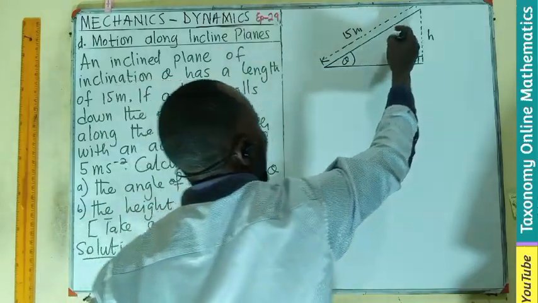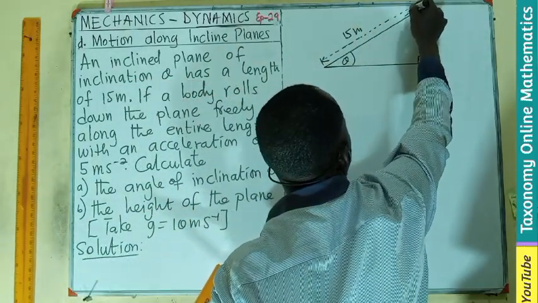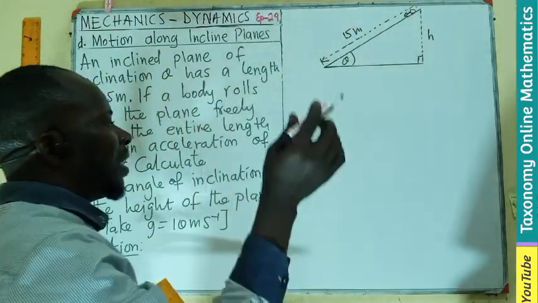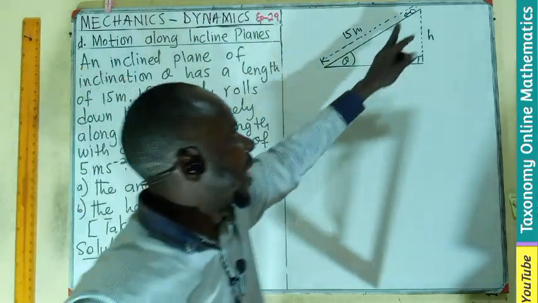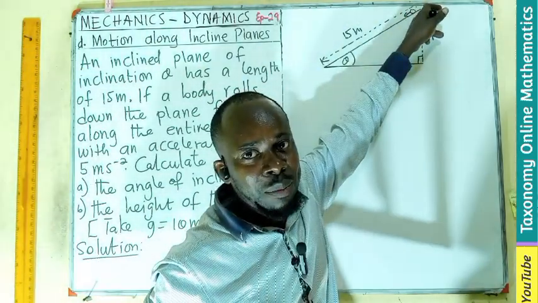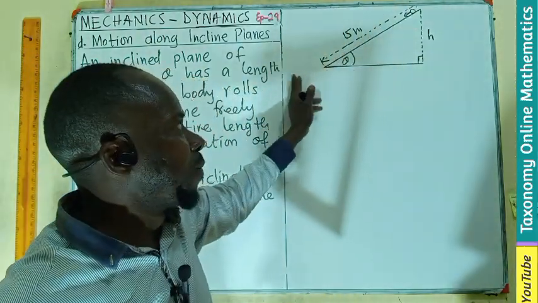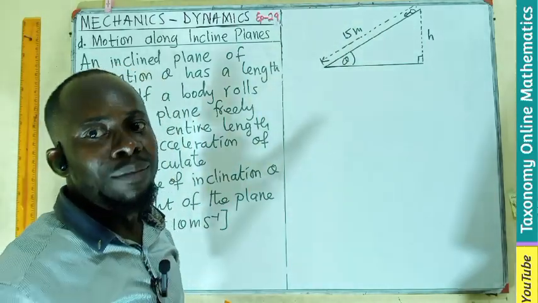Now, the object is placed here. It's moving down the entire length, meaning starting from the beginning of the inclined plane and moving to this side, moving all the 15 meters.